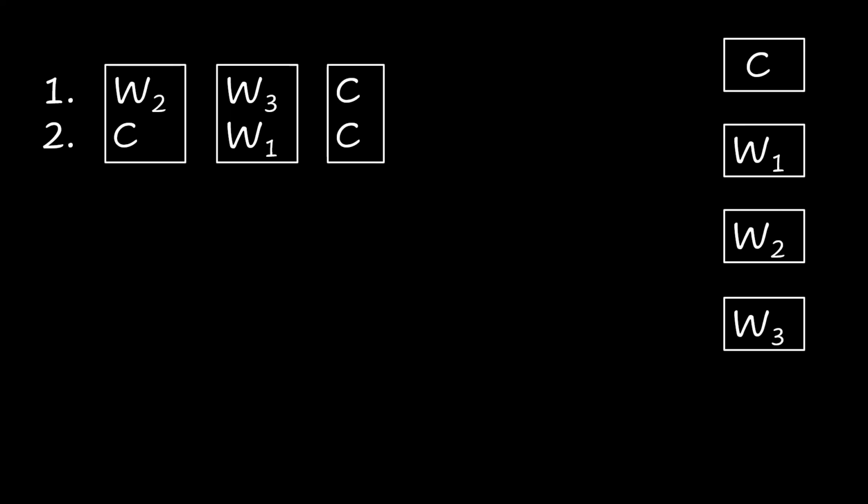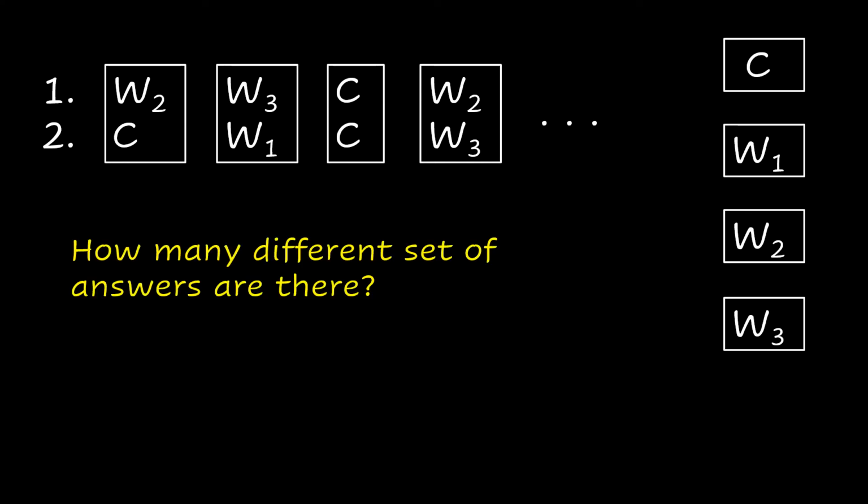Or maybe we have chosen the correct answer to number 1 and also the correct answer to number 2. We can continue this, and possibly another case is we have W2 for number 1 and W3 for number 2, and so on and so forth. So now the question is, if we are going to continue this, how many different sets of answers are there? We can answer that by applying the fundamental principle of counting.